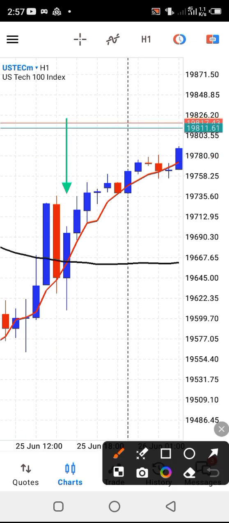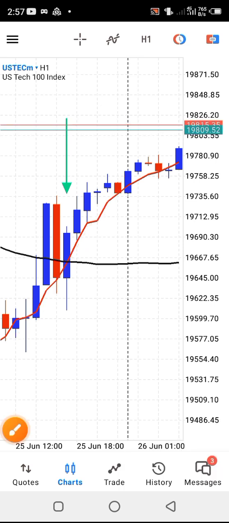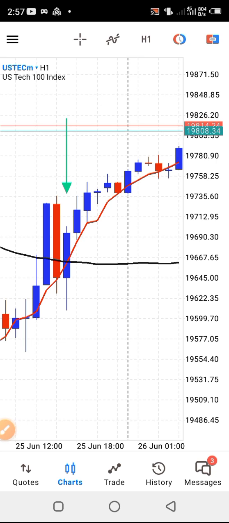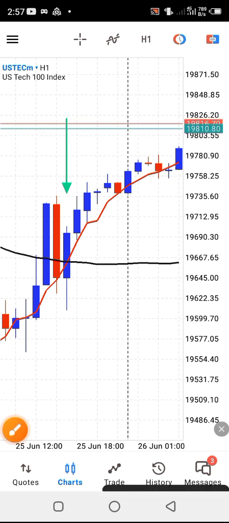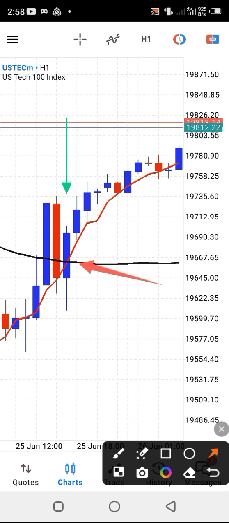Once the cross is confirmed, you can see the red moving average crossing the black moving average here. The next thing is you wait for a candle to close. Okay, a candle has to close above the black moving average, which is this candle that we have here. Look at this candle, this blue candle. Once the candle has closed, immediately the candle closes, enter a buy trade.